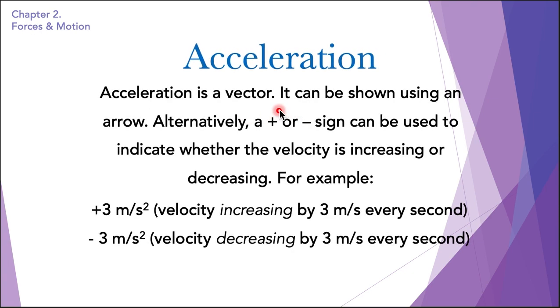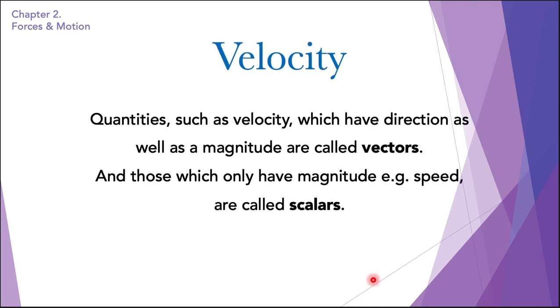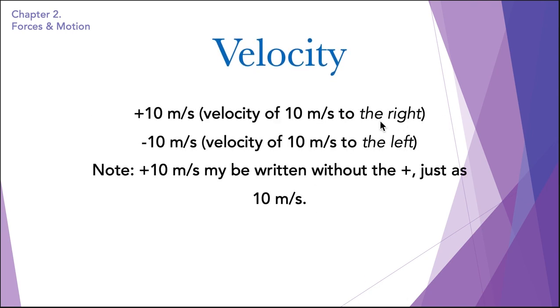Just like velocity, it can also be shown using an arrow. Alternatively, a plus sign or minus sign can be used to indicate whether the velocity is increasing or decreasing. Now remember, don't confuse these plus signs with the plus signs we use for velocity. For velocity, we use the plus signs to indicate direction. Plus means to the right and minus means to the left. But this is the case of velocity.